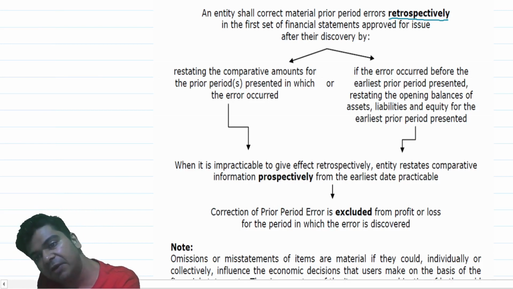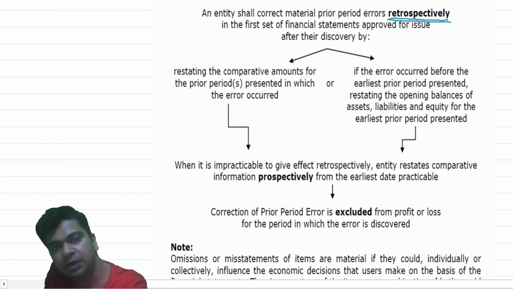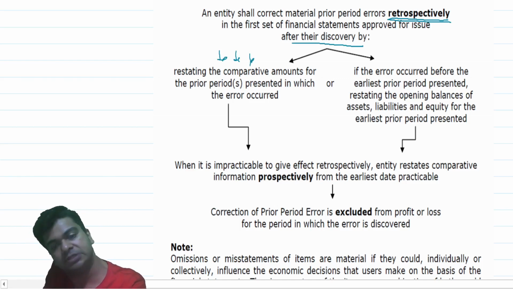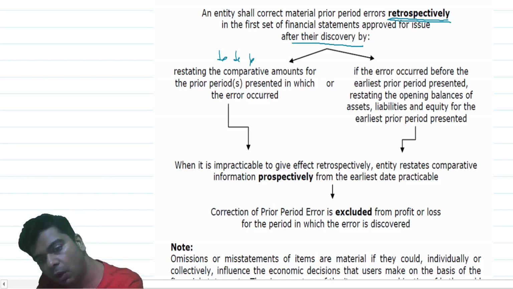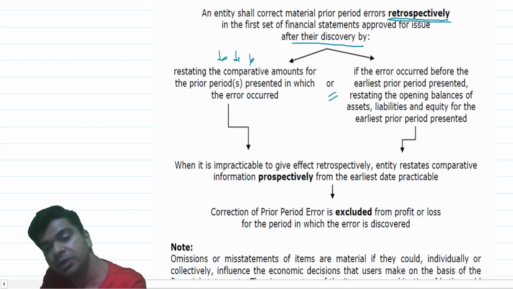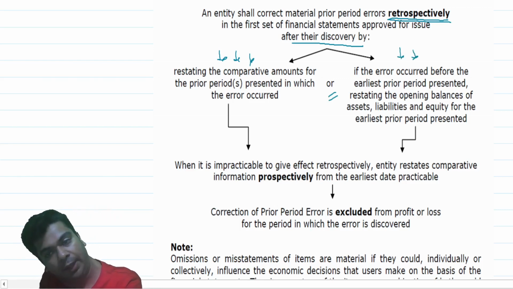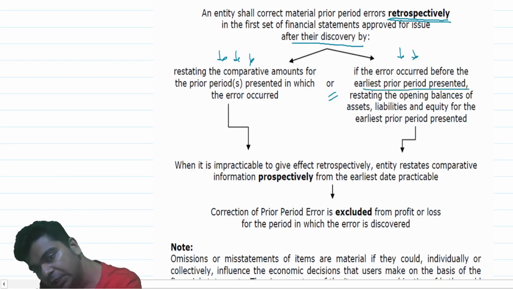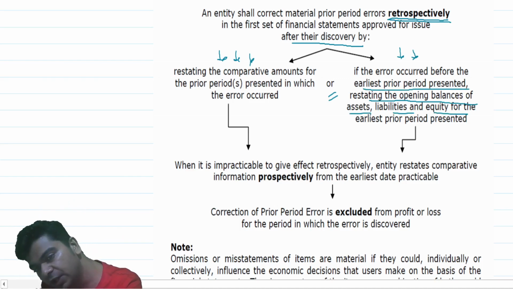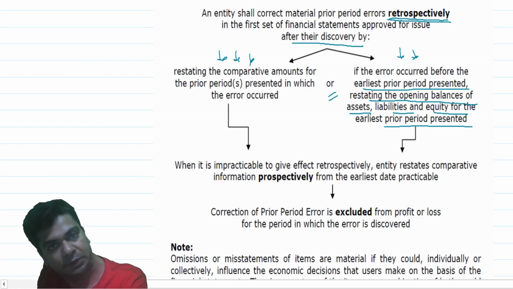I'll give the effect retrospectively in the first set of financial statements approved for issue after the discovery by restating the comparative amounts for the prior period presented in which the error occurred. Or what if it has not occurred in the years for which comparative information is provided? Then what to do? If the error occurred before the earliest prior period presented, restate the opening balances of assets, liabilities, equity for the earliest prior period presented.